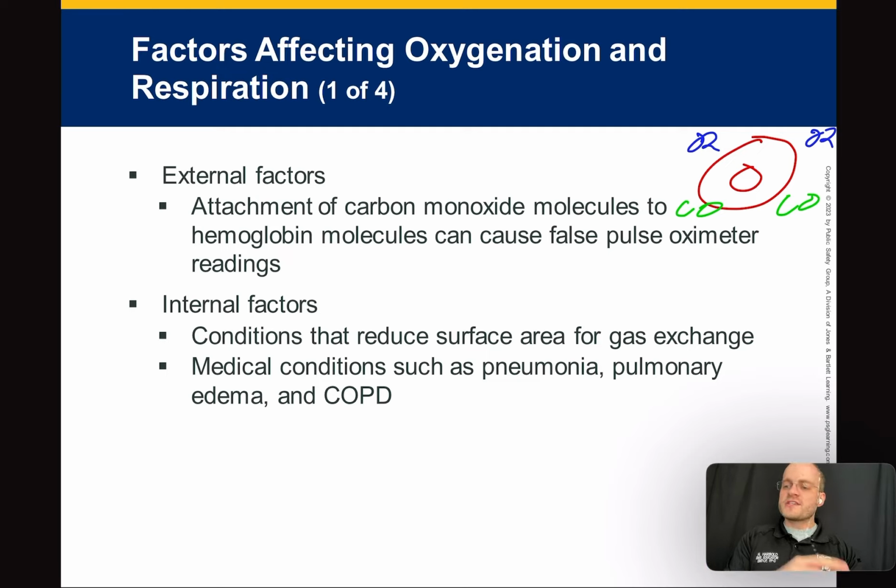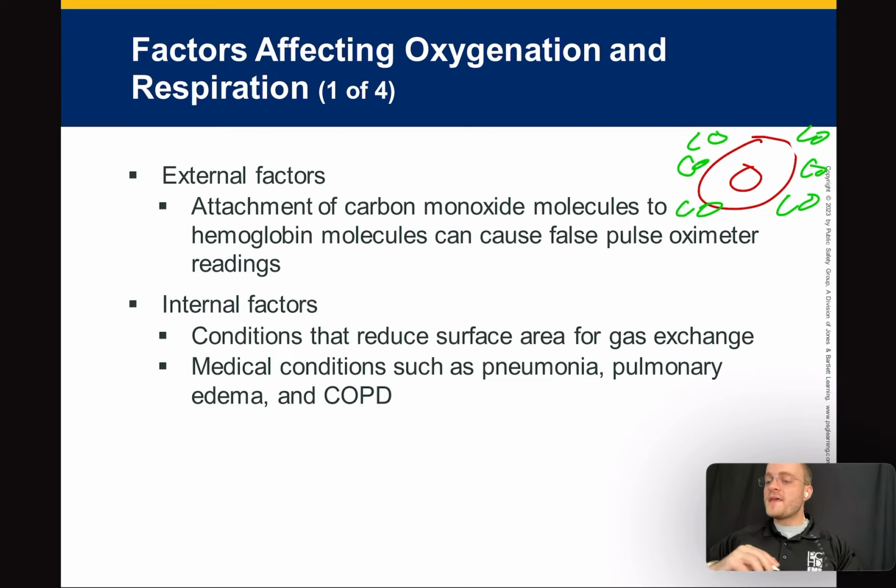When you put your pulse oximeter on these patients, it's going to read 100%. Why is it going to read 100%? Because they don't have a lot of oxygen bound to their hemoglobin. In fact, they're going to have very little. But what it is bound to is carbon monoxide.